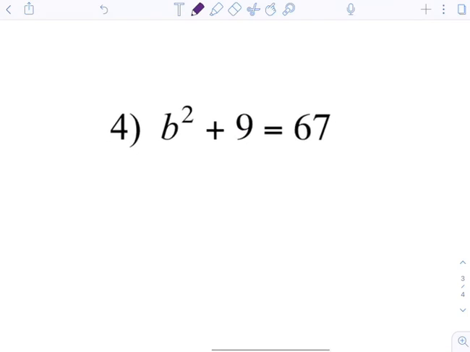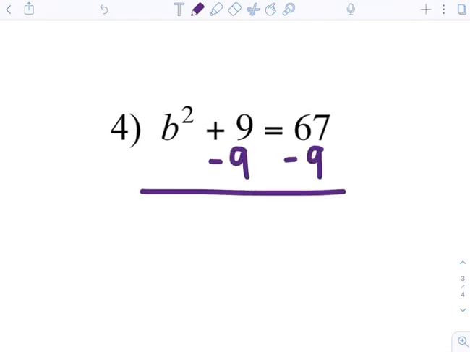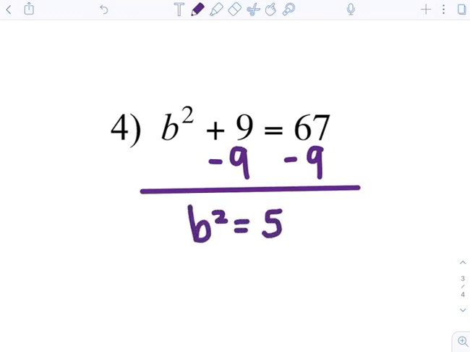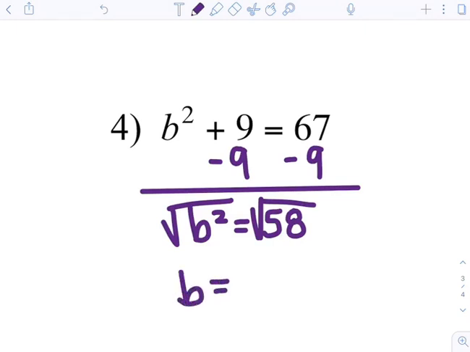Okay, with number 4, I need to get b squared by itself. So I'm going to subtract 9 from both sides. So b squared equals 58. So I'm going to take the square root of both sides. So b equals plus or minus, so positive, negative, of the square root of 58.